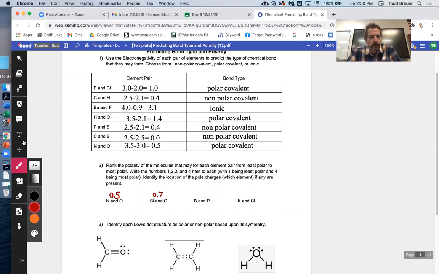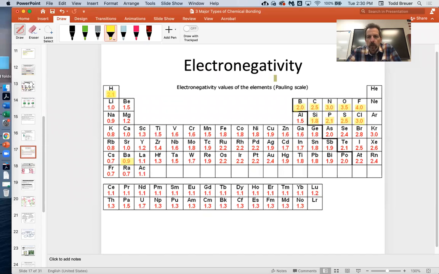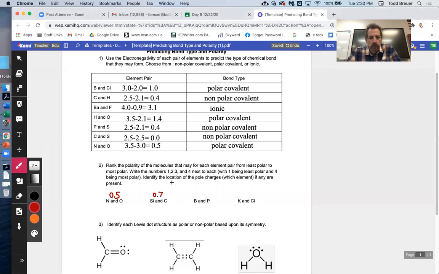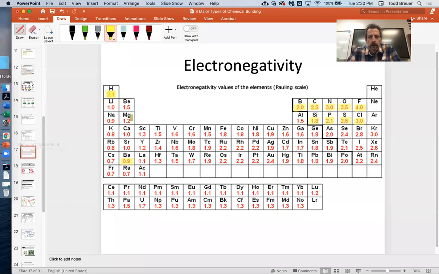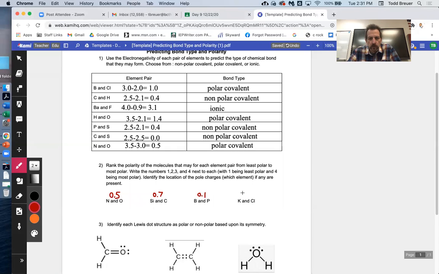Boron and phosphorus. Boron is 2.0, phosphorus is 2.1. Wow, really low difference. A difference of 0.1, right? So 0.1. And K and Cl. Our value for K is 0.8, our value for Cl is 3.0. Subtract and make the difference. That would be 2.2. So this would be 2.2.